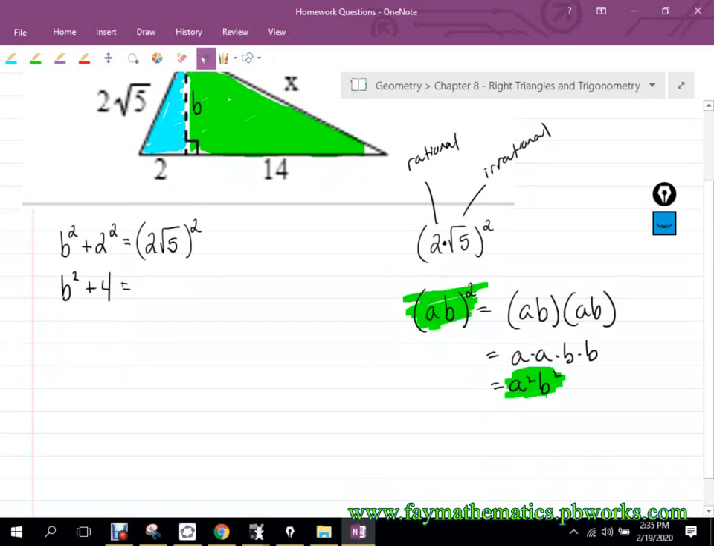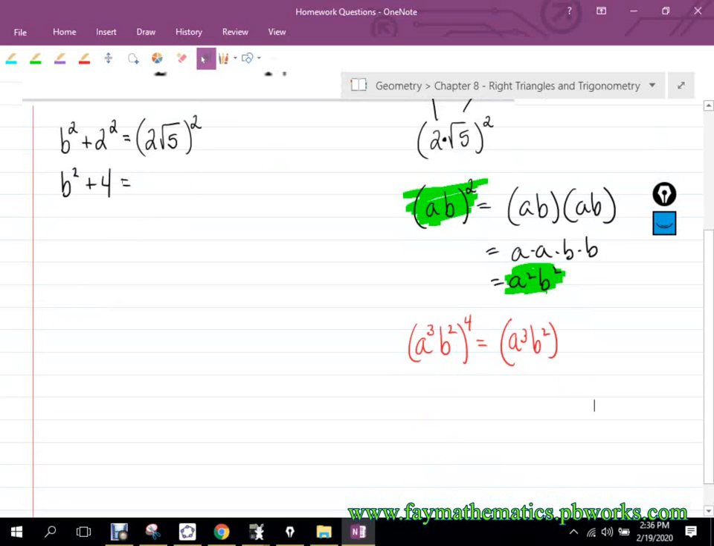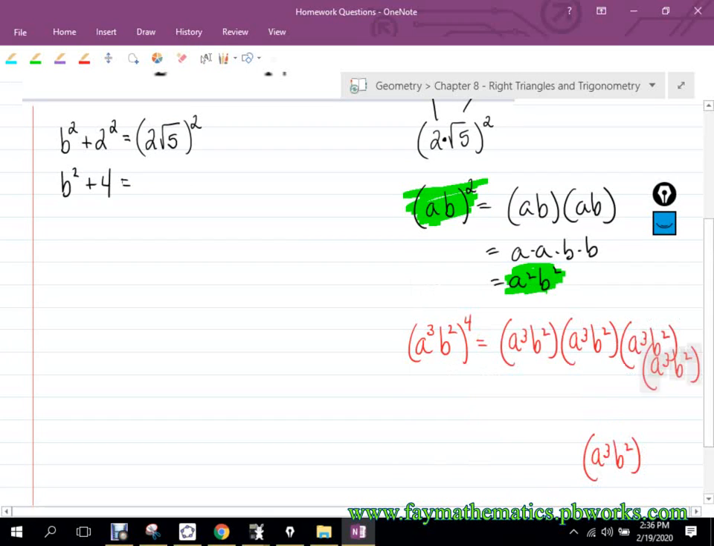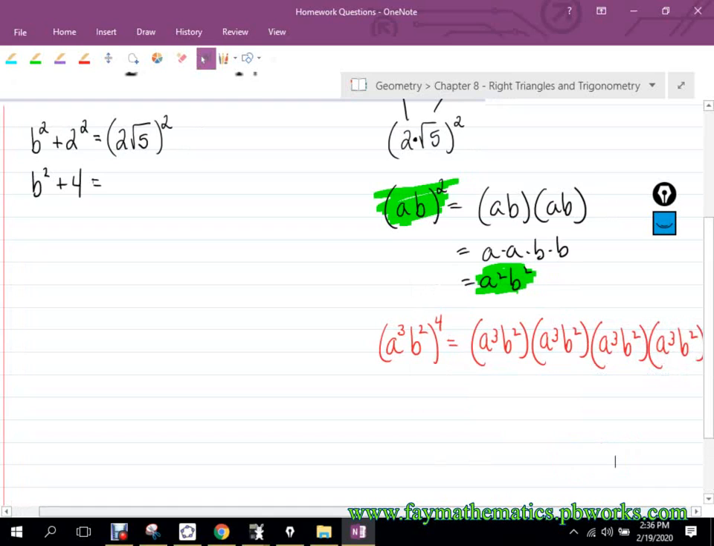Now I'm going to go one step further with a different example here. What if I had like A cubed B squared, and I wanted to raise that to, let's say, the 4th? Then that would be A cubed B squared, how many times? This says how many times I want to have A cubed B squared. 4 times, right? So let's paste that in there 4 times. All right, so we get that 4 times.